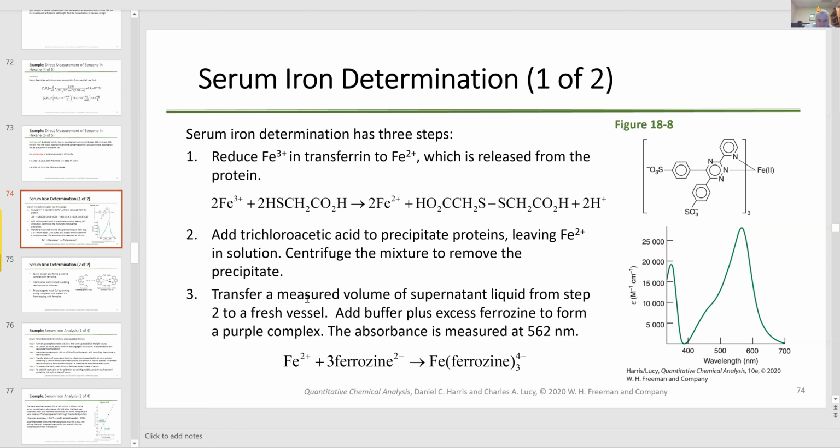And then, to measure the iron 2, you add ferrazine. And ferrazine is this weird bipyridyl-type molecule. And there you've got the iron-ferrazine complex, and it absorbs strongly at around 580 or 590, right? 562, whatever, right?